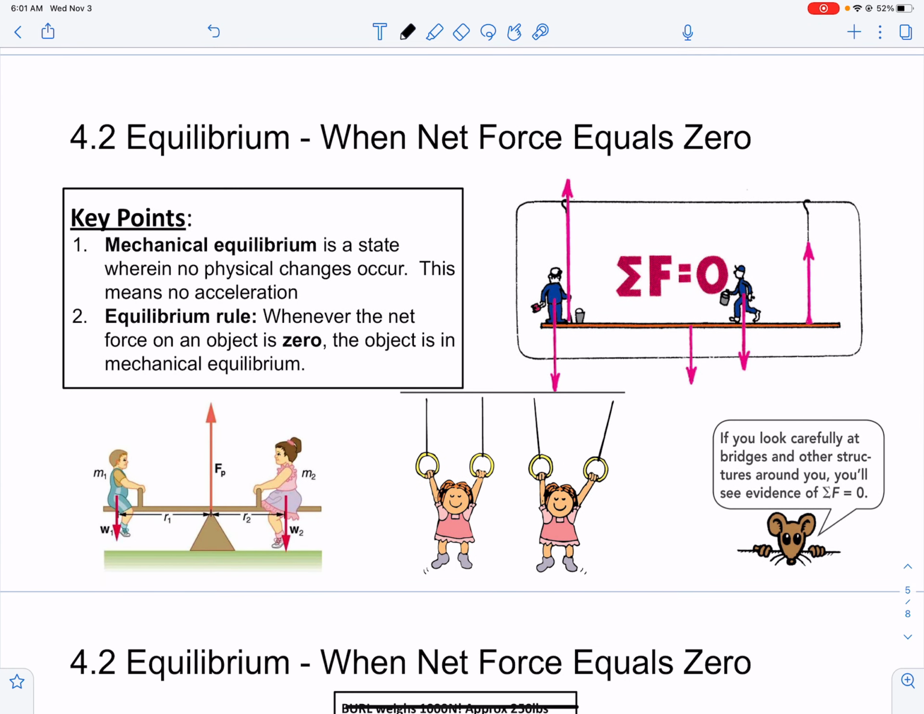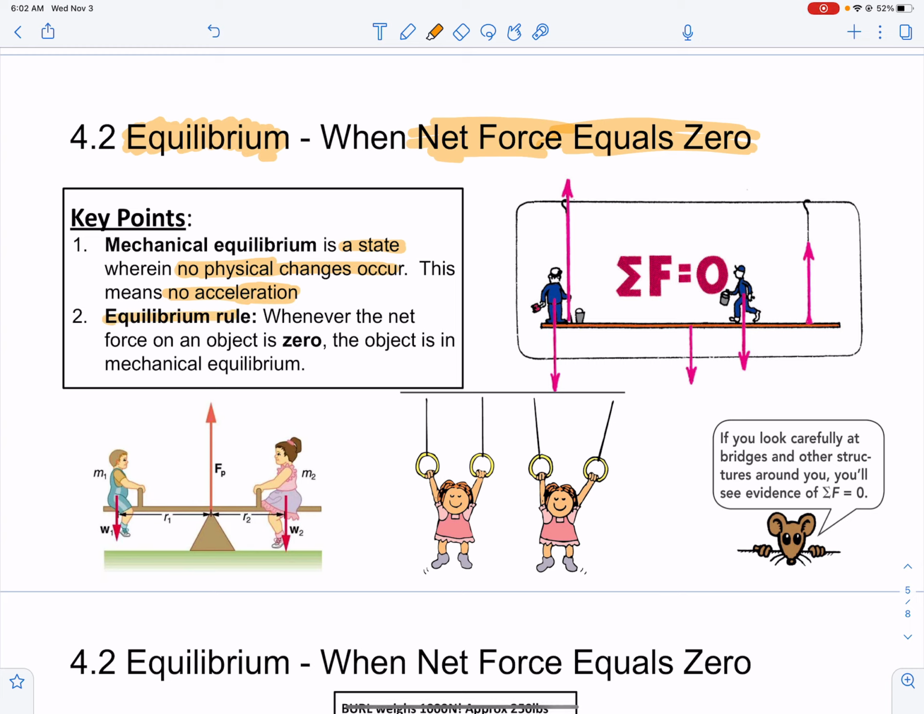And so again, what are we shooting for with this whole thing? With bridges, we want to make sure that the sum of the forces adds up to 0. And when the sum of the forces adds up to 0, we call it equilibrium. Equilibrium is a state in which no physical changes occur. What does that mean for bridges, for structures? It just means no acceleration. If our object's at rest, not moving, it's going to stay that way. And that's how we like our structures. We don't want them to move.